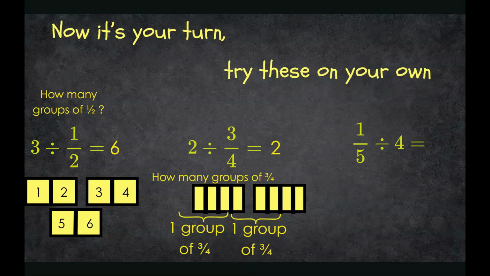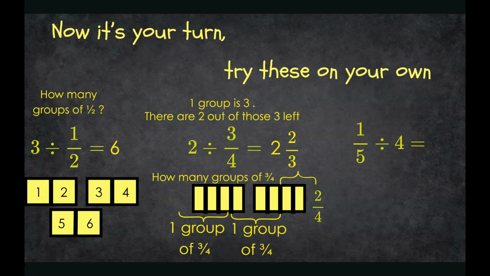Now I notice I have 2 parts left over, right? We have these extra. So 2/4 are left over. That is not our answer. 2/4 is not our answer because we have to keep in mind one group was 3 of them. Well, I have 2 of those 3 left. So think about what that fraction is. If we have 2 out of 3, that's going to be 2/3. So we have 2 full groups and we have 2/3 left over. So our answer would be 2 and 2/3.